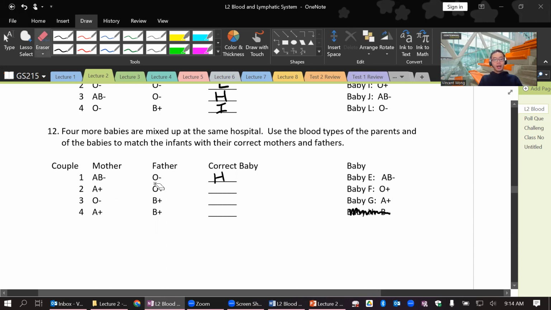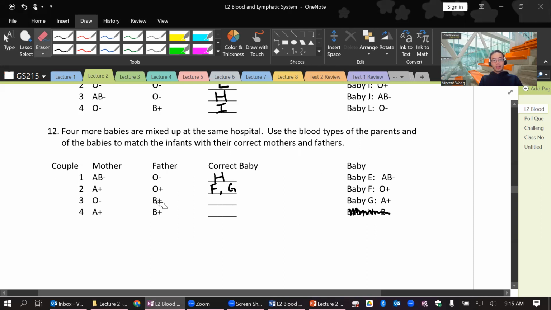Next one, O cannot have A, B, so we cross that out. And then we have two choices left, O positive or A positive. So at this moment, I don't have enough information to rule out one over the other, right? Both are possible at this moment. So I'm gonna put down F or G. We're gonna come back to it later and see if someone else will claim one of these babies, okay?